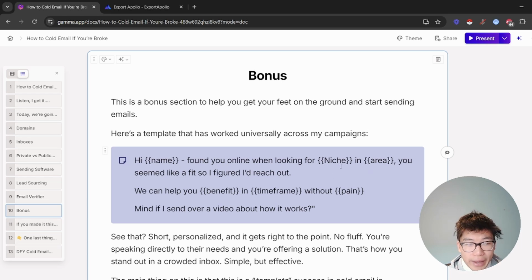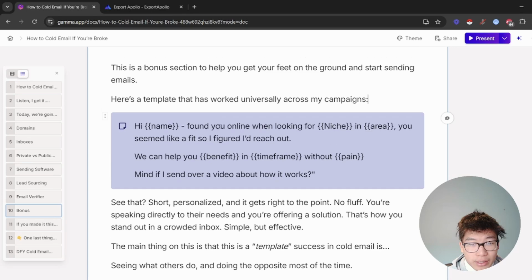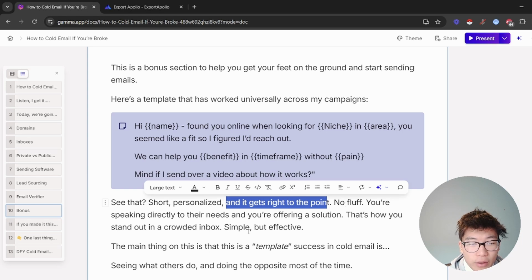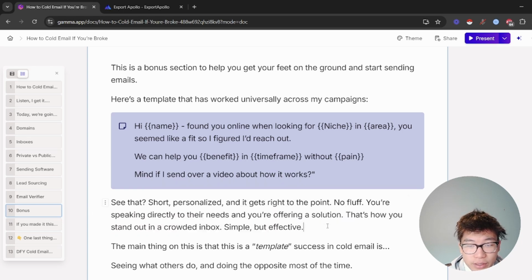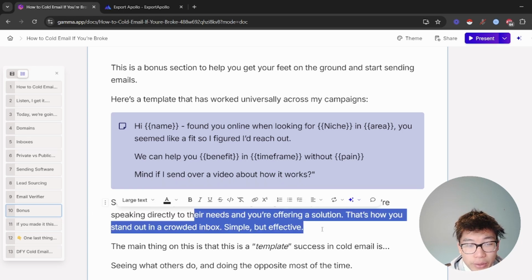A quick breakdown: it's very short, around 30 words. Short, personalized, and it gets right to the point. No fluff, you're speaking directly to their needs and offering a solution. That's how you stand out in a crowded inbox. Simple but effective.